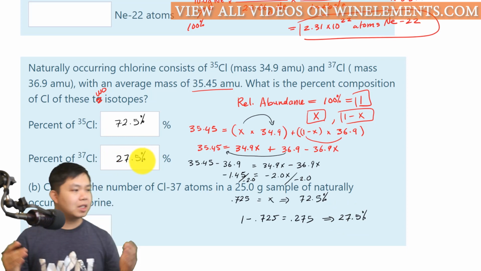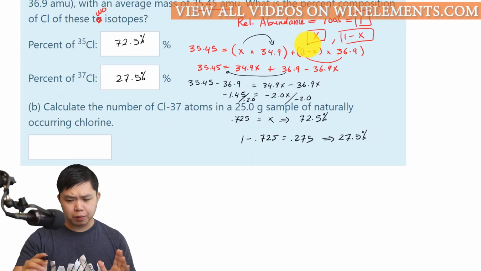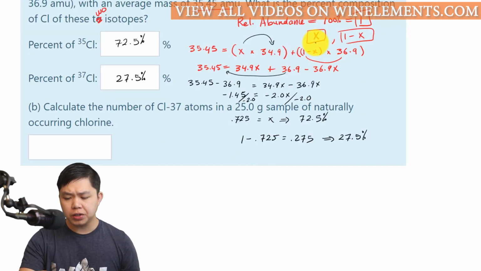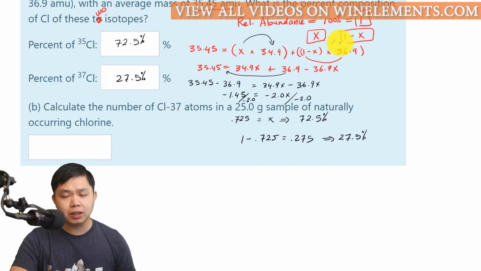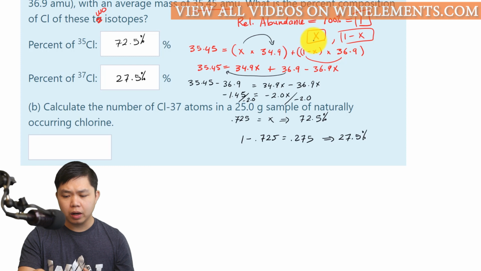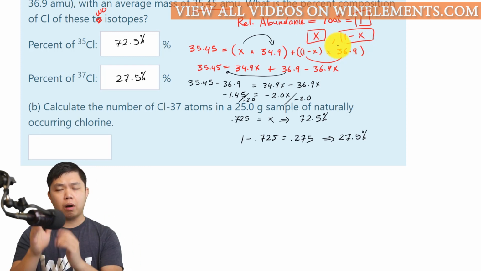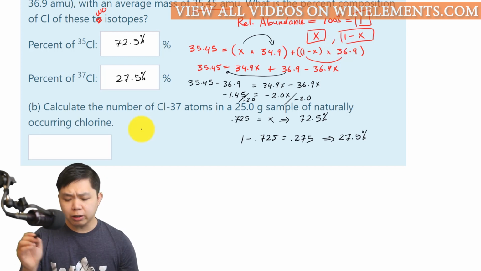27.5%. Isn't that easy? Now, again, don't get tricked, okay? The hardest part is probably setting up an equation for x and 1 minus x to represent the relative abundance. So again, whenever we have 2 parts, you can always use a very similar equation to represent each part using a variable. Now let's go to part B.